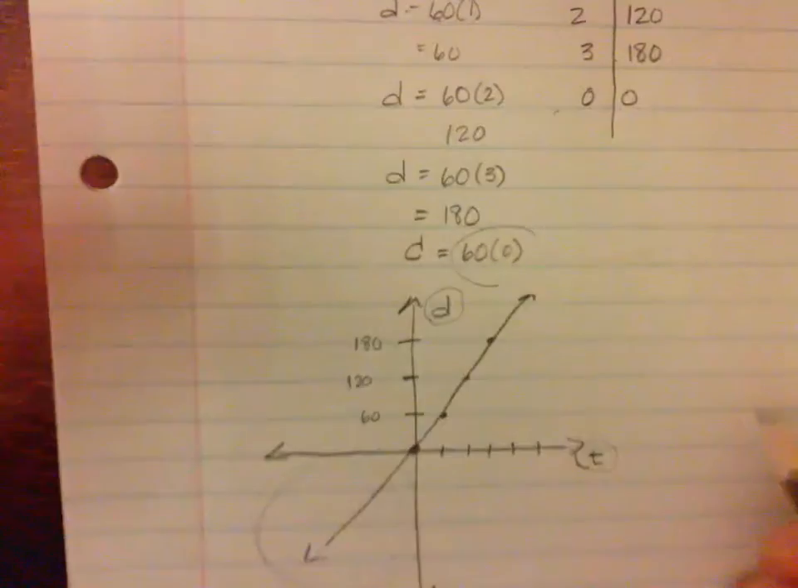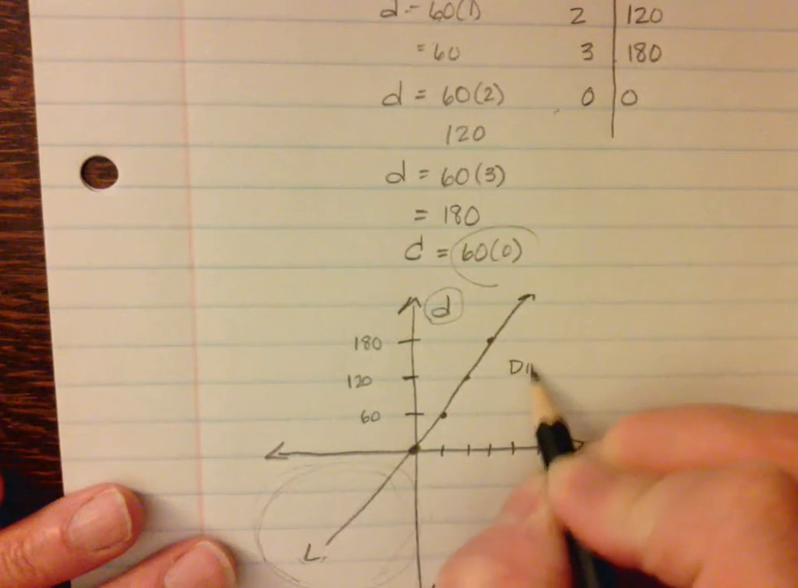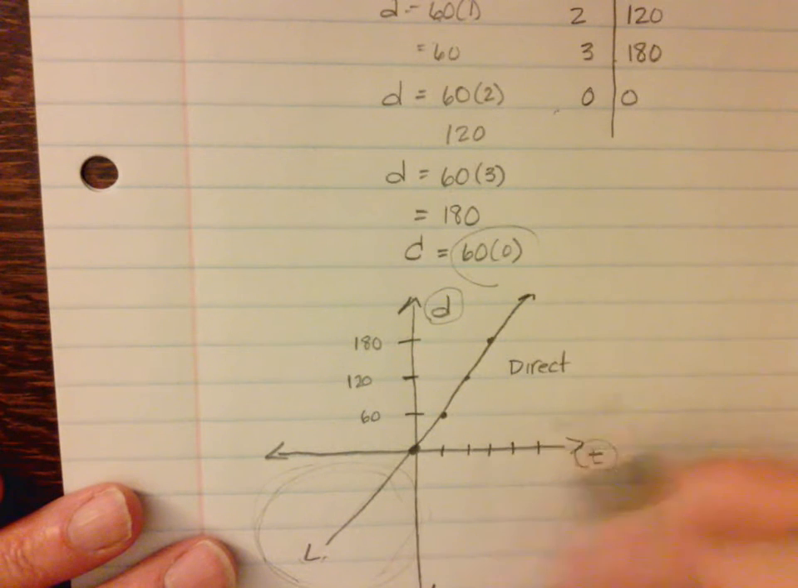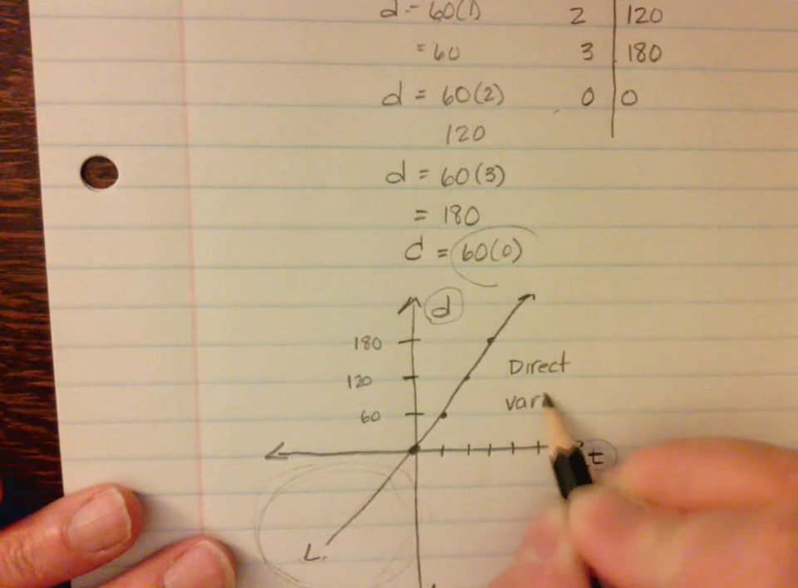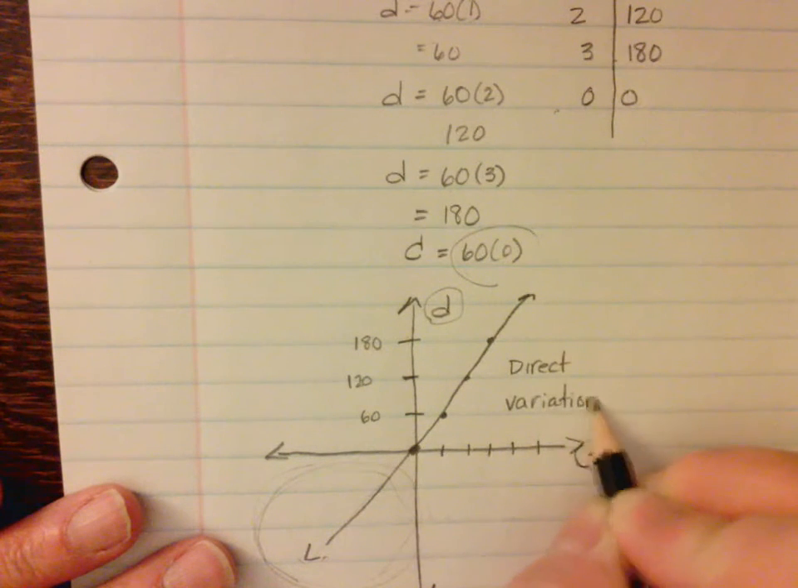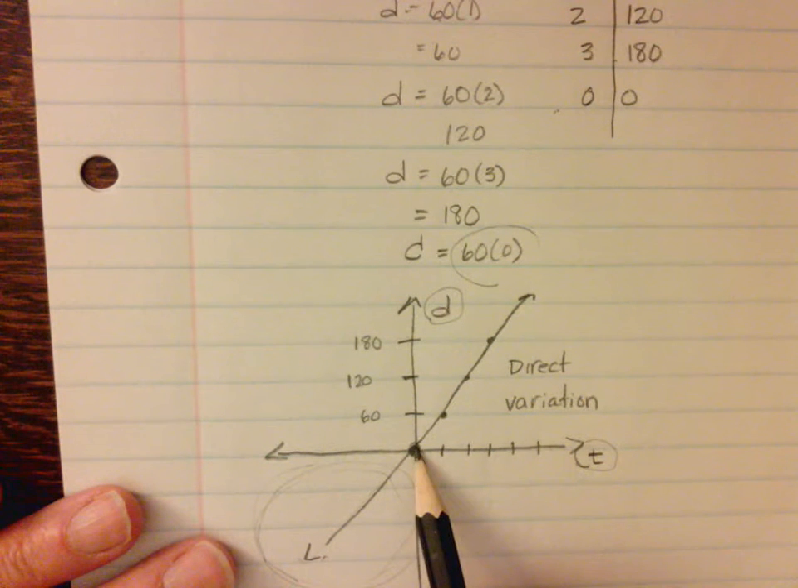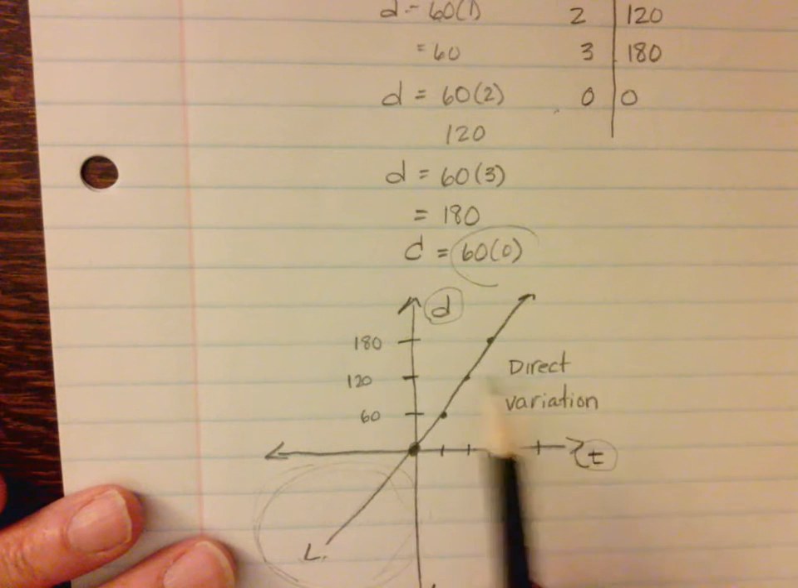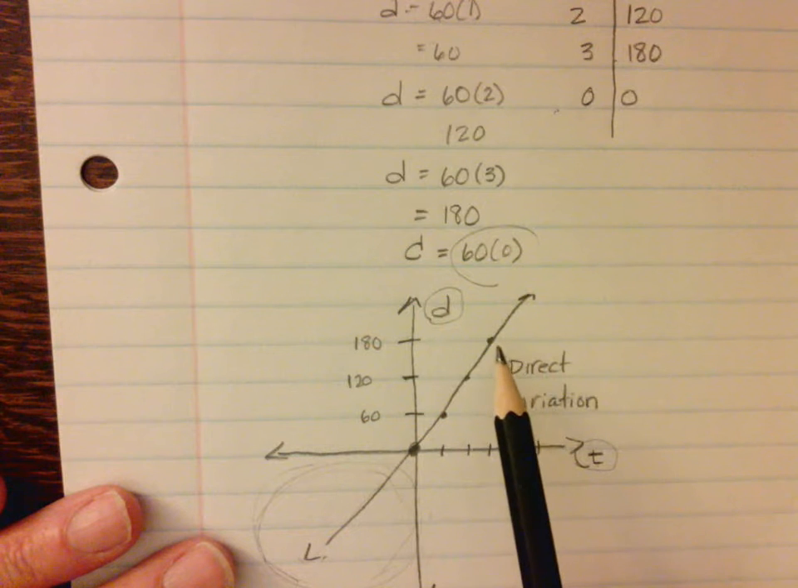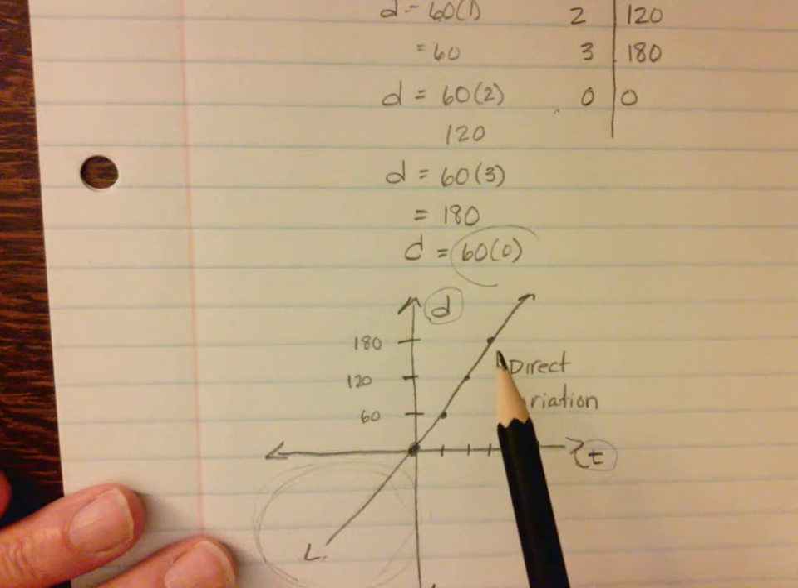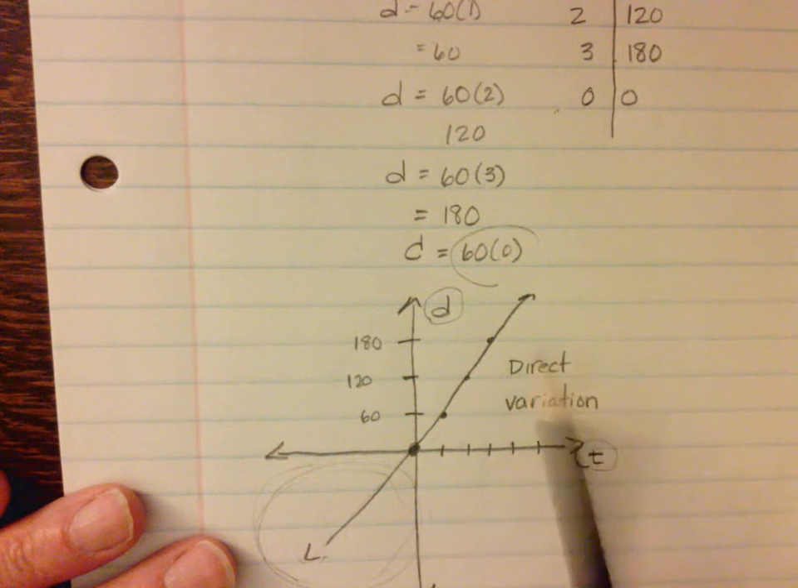And this is super duper important. You need to know this forever and ever and ever. And what direct variation is, it's something that will always graph as a line. It will always go through the point 0, 0. And there will always be a rate in it, and that rate will be a unit rate. In our case, in this example, that rate was miles per hour.